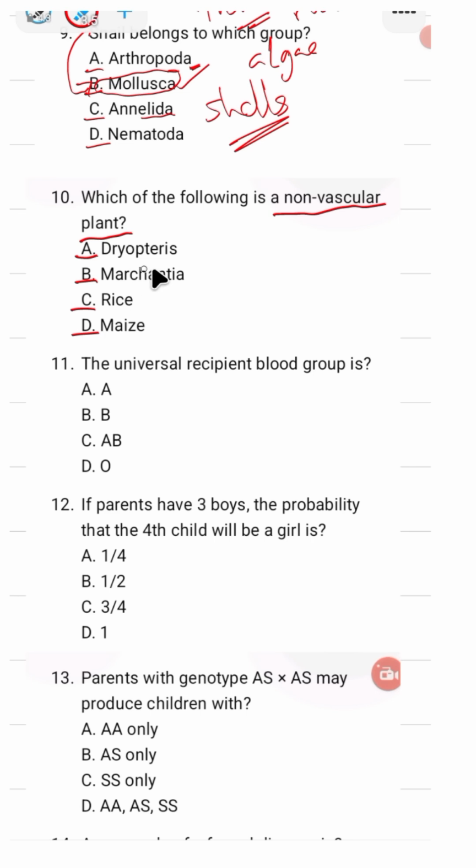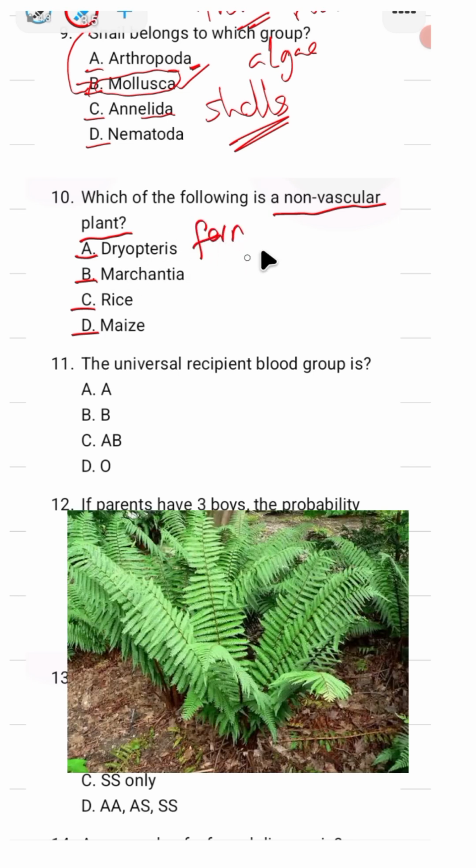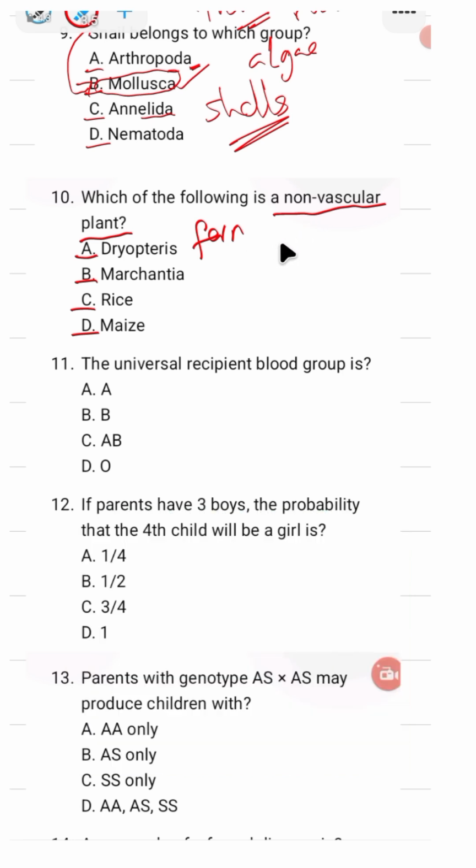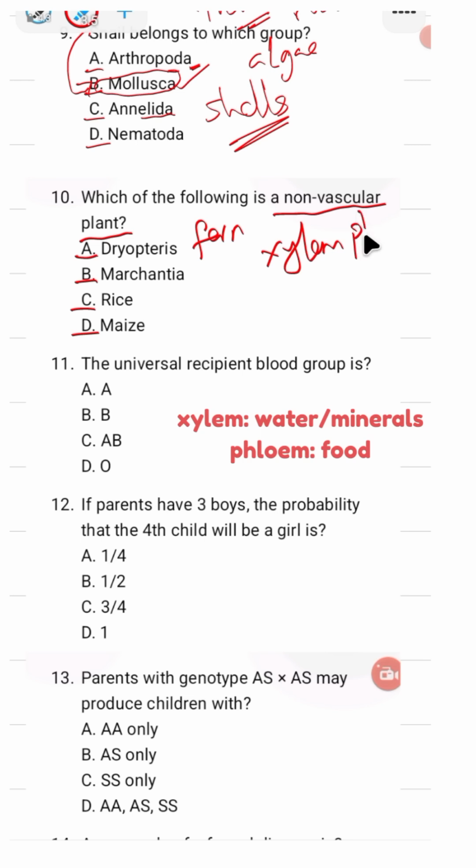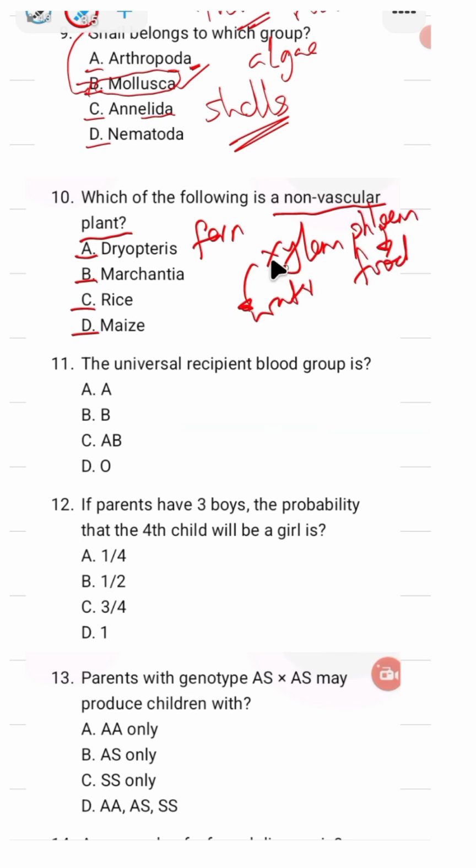Now let's look at the options one by one. So this Dryopteris is actually a fern. It belongs to the fern family, and it is a vascular plant. That means it contains xylem and phloem. Xylem is to transport water, while phloem is to carry food. So these are vascular plants because they have vessels for transporting water and nutrients.